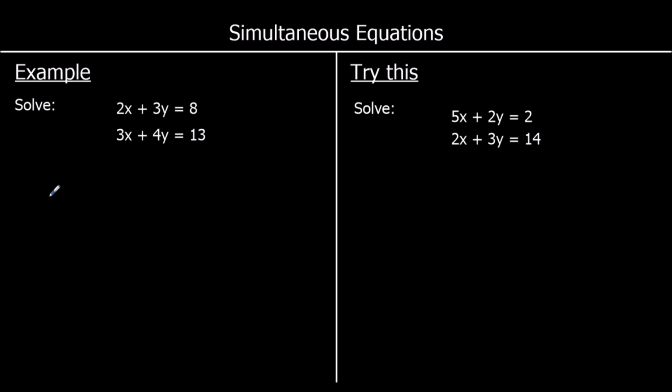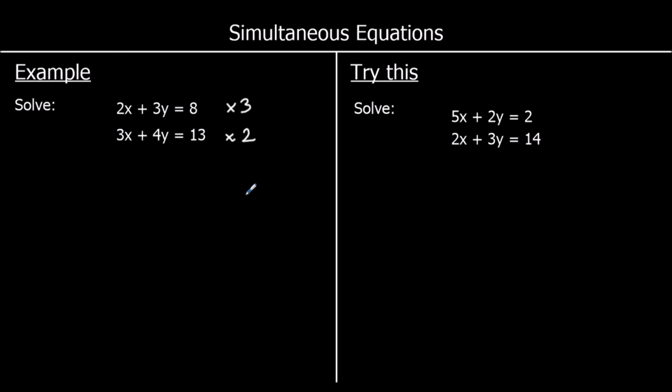And another example, harder again. This time we still need to make something the same to eliminate it, but this is just harder to do this time. So how can I make something the same in these equations? There's two options. To make the x's the same, I can times the top equation by 3 and the bottom equation by 2, and they will both become 6x. Or I could have made the y's the same by multiplying the top equation by 4 and the bottom equation by 3, and they would have both been 12y.